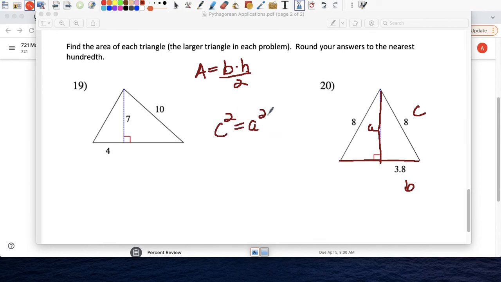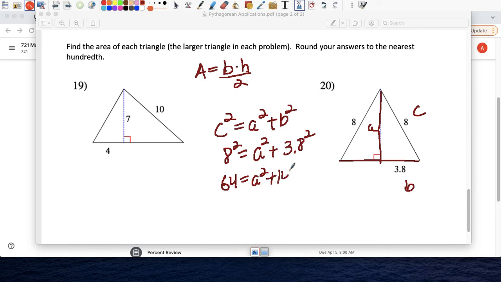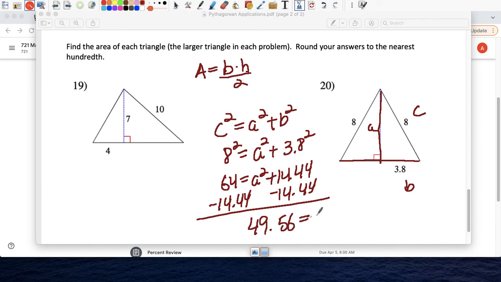C squared equals A squared plus B squared. 8 squared equals A squared plus 3.8 to the second power. And we got 64 equals A squared plus 14.44. We have to subtract 14.44 from both sides. 64 minus 14.44, and we get 49.56 equals A squared. So take the square root of both sides. That goes away. We got A equals the square root of 49.56. Clear. 49.56, and we get that A is approximately 7.04. So I'm going to put 7.04 here.